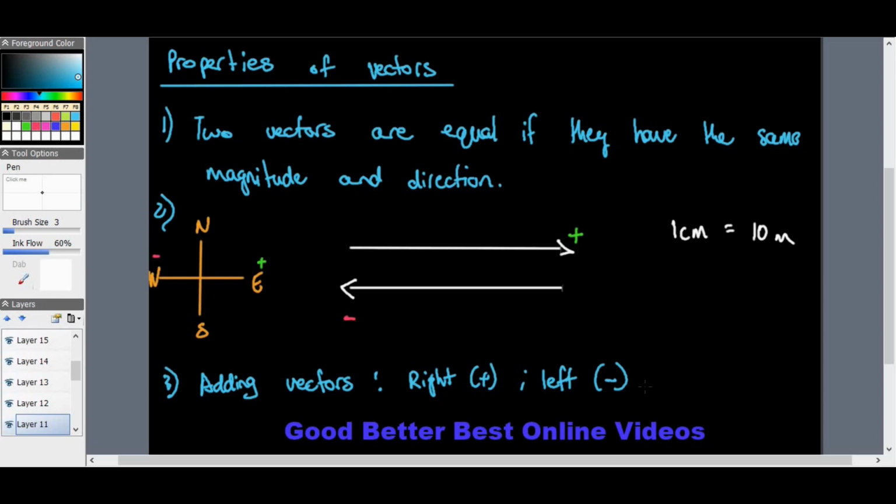We also add vectors using graphical methods. Although I've displayed how you draw a vector, there are two types of ways to actually draw a vector, usually the displacement of a certain object, using two types of graphical methods. One being your head to tail method, the other one being the tail to tail method.